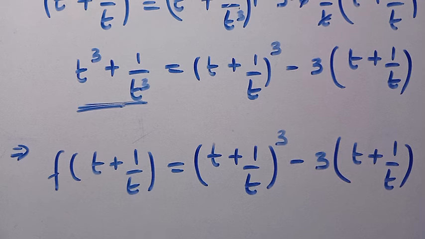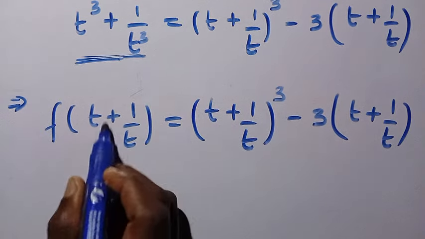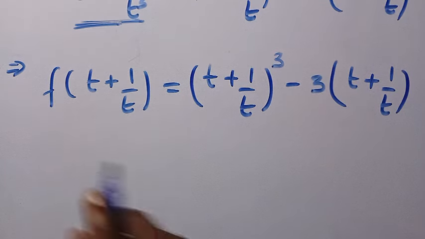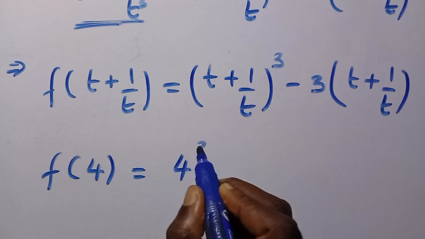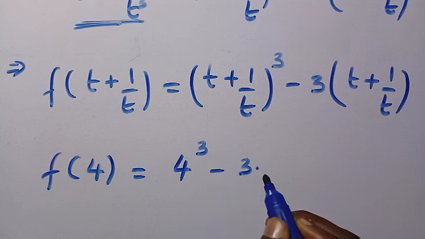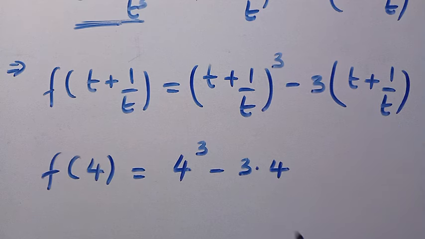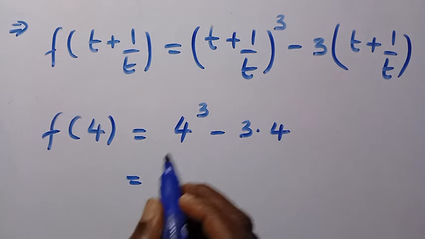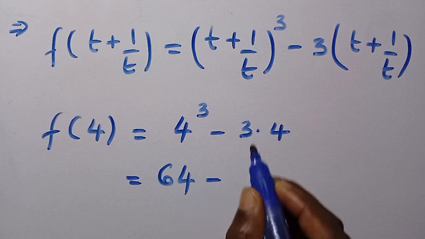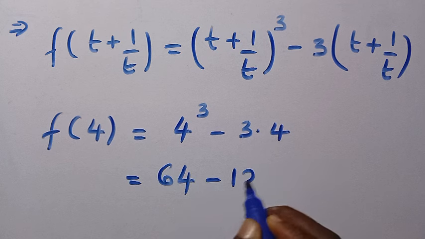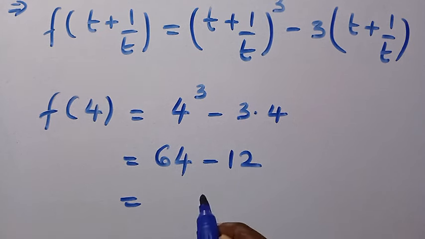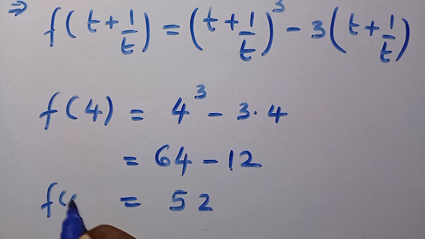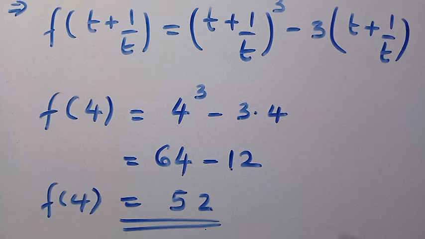Since we need to find f of 4, by changing t plus 1 over t to 4, we are going to have f of 4 equals 4 raised to power 3 minus 3 multiplied by 4. Here gives us 4 raised to power 3, that is 64, minus 3 times 4, that is 12. By subtracting this, 64 minus 12, that is 52. So f of 4 is given as 52. So this is how we solve this problem.